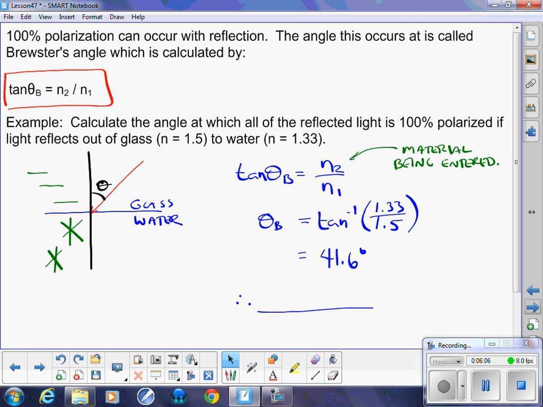Anything off of that angle, you're not going to get complete polarization. You're going to get reflection, partial reflection. The closer you are to that angle, the more polarized the light will become. So that will give you total polarization. All right. So that is when you're looking at, like I said, surfaces like light reflecting off water, snow, glass, etc.